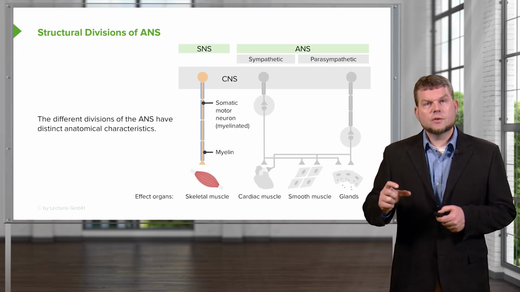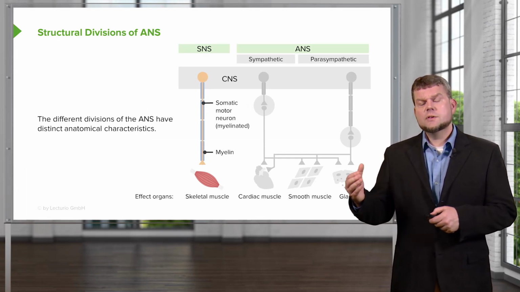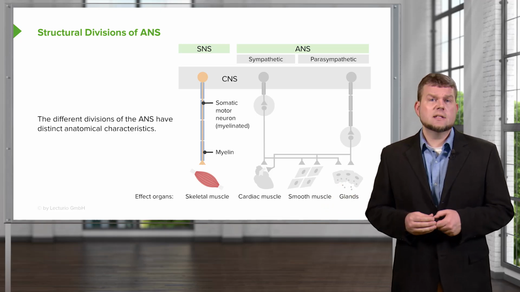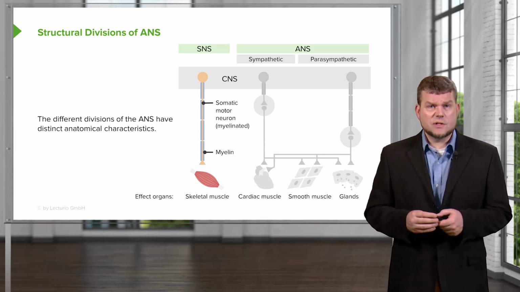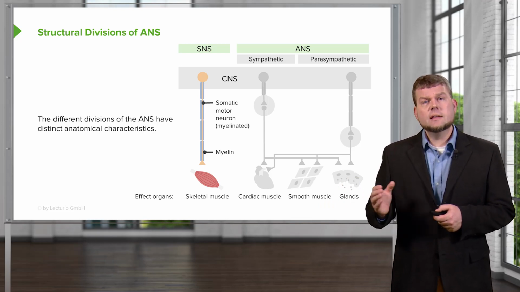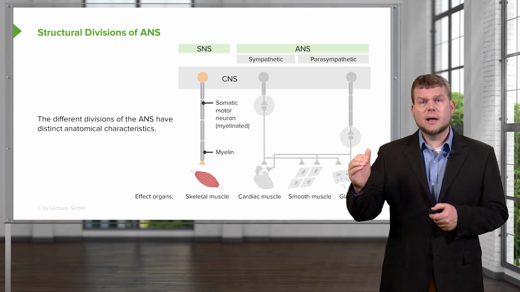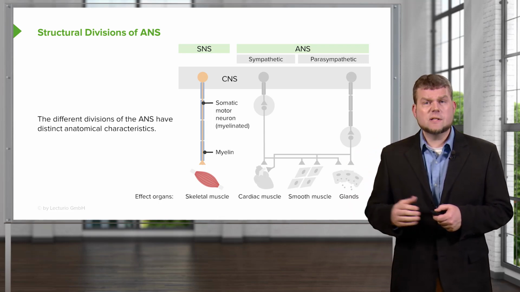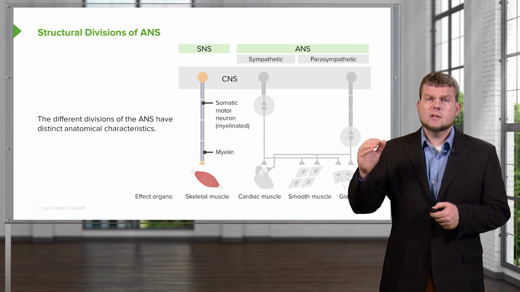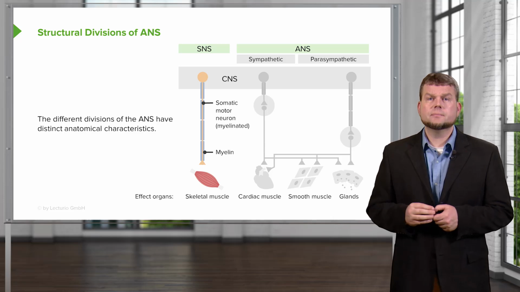So what are the structural divisions of the ANS? These are important, and also it's important to contrast these to the somatic motor system so that you have a good feel for what the differences are. In the somatic motor system, we go right from the spinal cord to the muscle of action. So this is one nerve that goes from the spinal cord to the muscle.